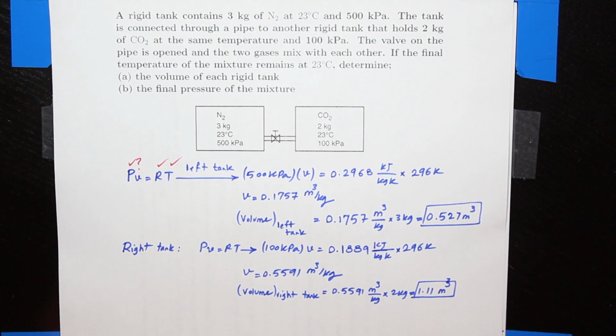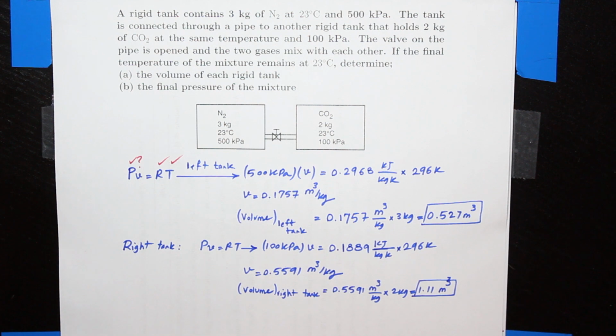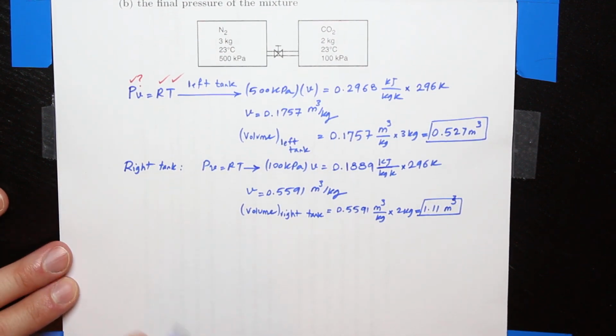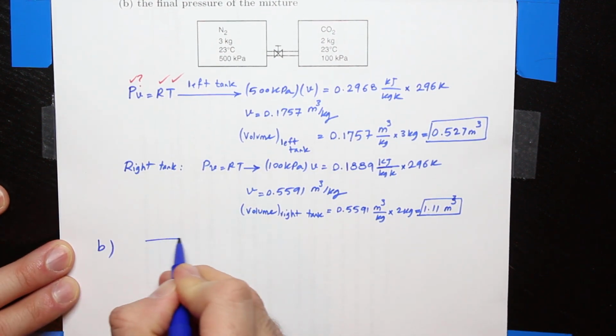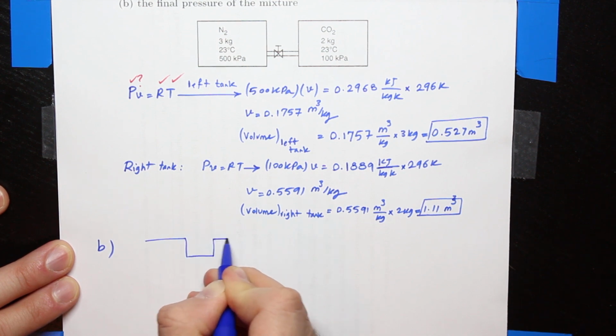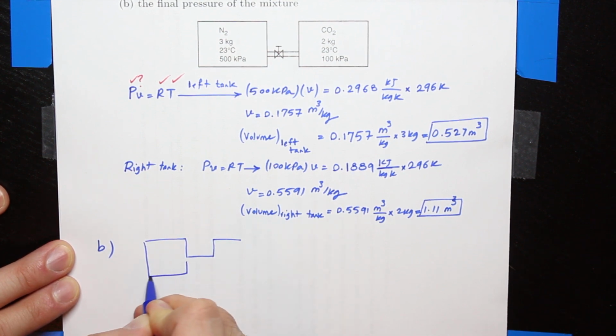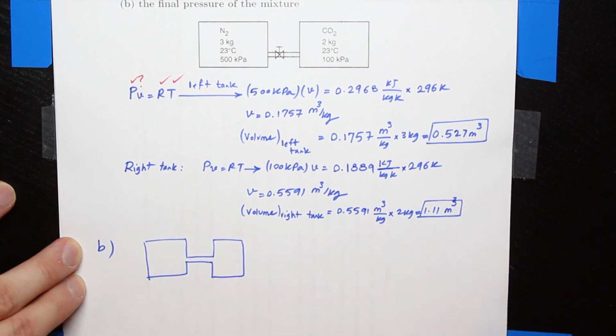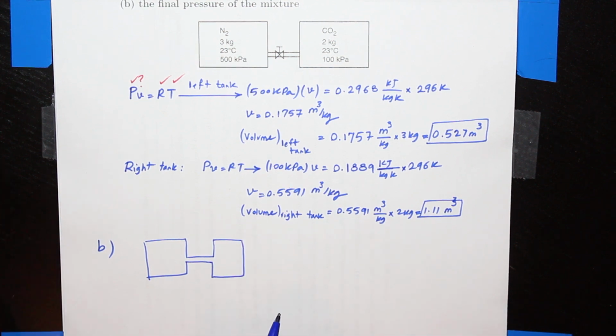All right, so we have answered part A. In part B, the question is asking for the final pressure. Now in part B, what we have is, as I said, a dumbbell shaped tank, but still that's a rigid tank, right? So this is the tank that we have in part B. It looks weird, but yeah, that's the way it is.